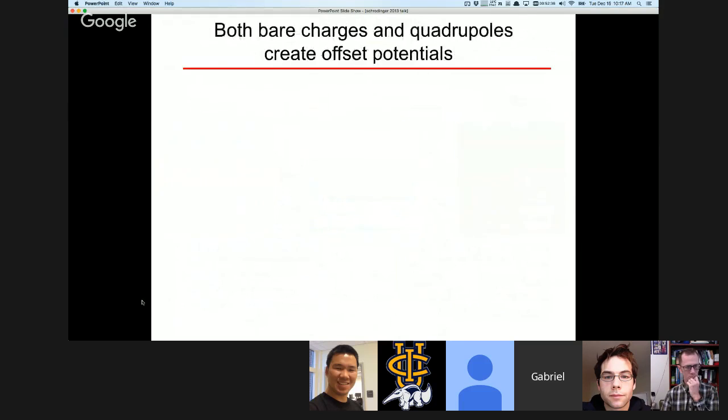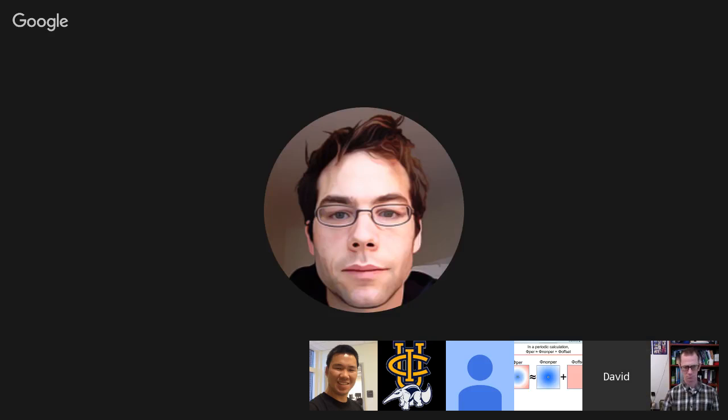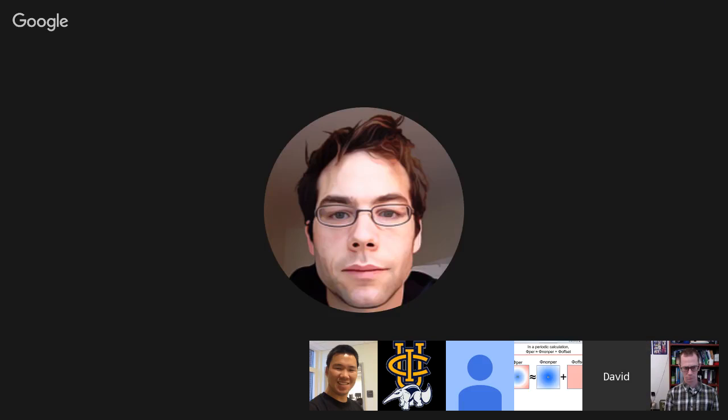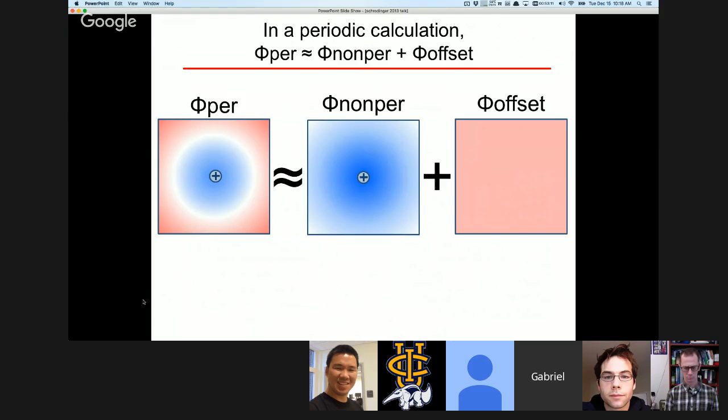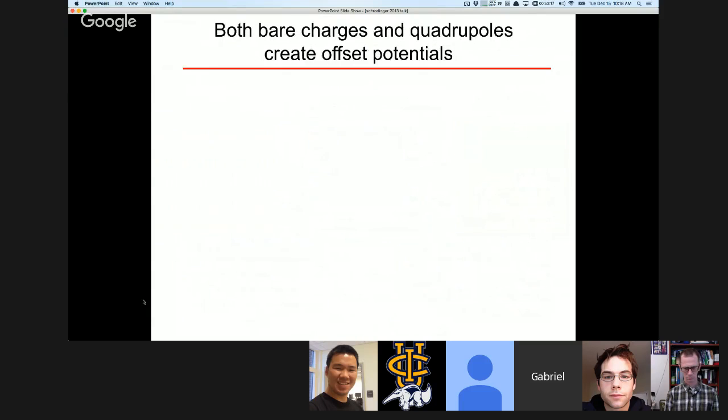So going forward, the next question is, if your periodic potential is like your non-periodic potential plus some offset, one of our goals in understanding and correcting for it is to figure out what things create offset potentials. The answer is that anything that changes the average potential in your periodic unit cell is going to induce some kind of offset potential. So what are the different factors in your system that can change the average potential in your unit cell? There's a few of them.